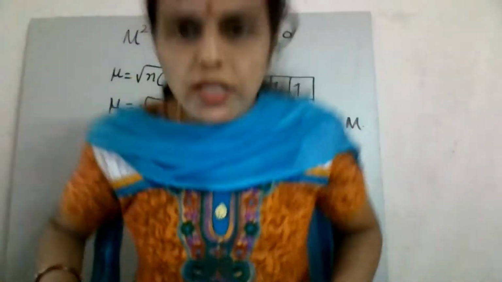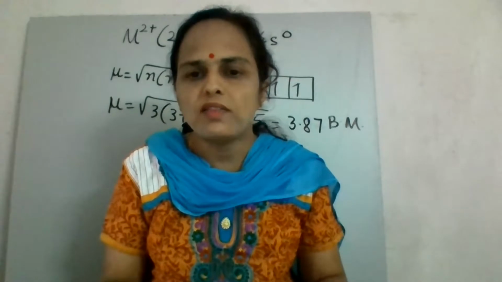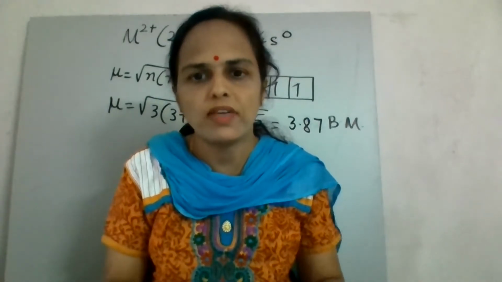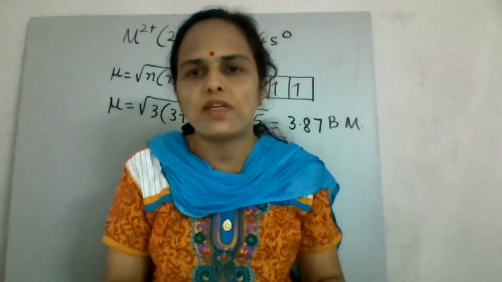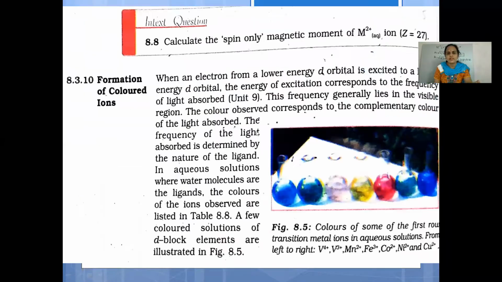The question comes in your exam that calculate the magnetic moment of a divalent ion whose atomic number will be given. Here it's 25. The next question I'm showing you, it is 27, and I have solved. Calculate the spin only magnetic moment of M in plus 2 state whose Z is given here as 27. So its value comes out to be root over 15, and it's 3.87 Bohr magneton.